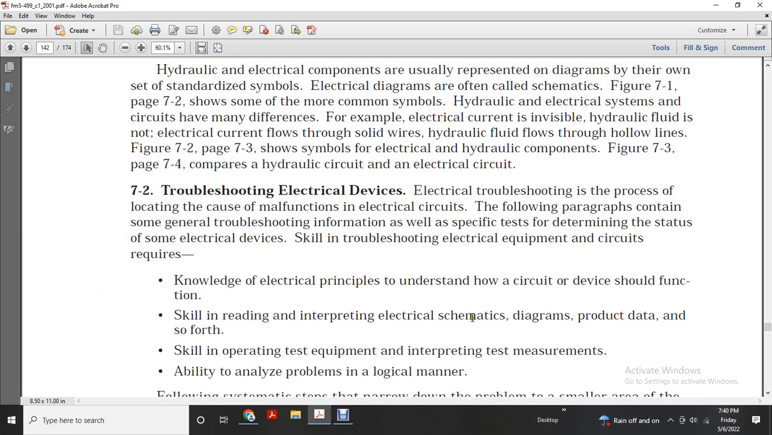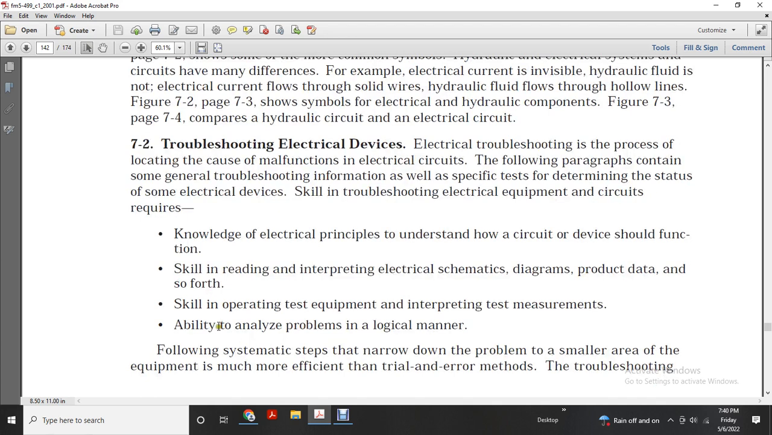It also requires skill in reading and interpreting electrical schematic diagrams, product data, and so forth; skill in operating test equipment and interpreting test measurements; and the ability to analyze problems in a logical manner. Following systematic steps to narrow down the problem to a small area of the equipment is most efficient compared with a trial and error method of troubleshooting.